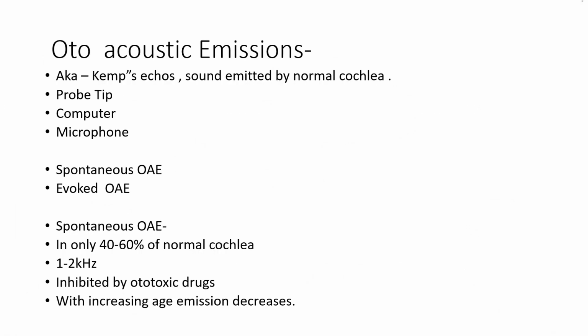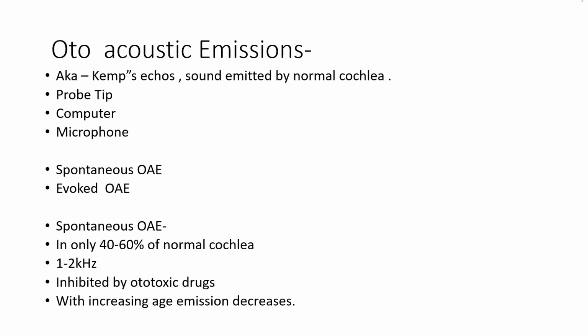Coming to the next important investigation, that is otoacoustic emission, or in the short form we also know this as OAE. So what is otoacoustic emission? It is also known as Kemp echo. Basically it is sound waves. These are the sound waves emitted by normal cochlea. It can also be generated without any stimulus or in presence of stimulus. Okay, so these are known as otoacoustic emission, that is sound energy emitted by the normal cochlea.